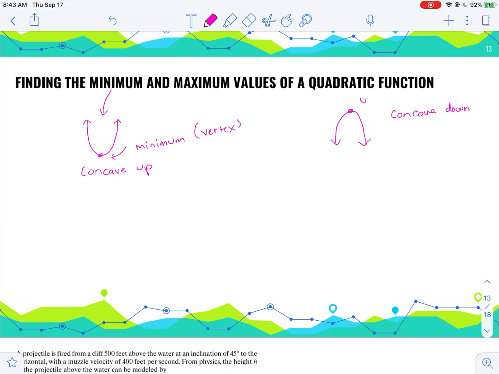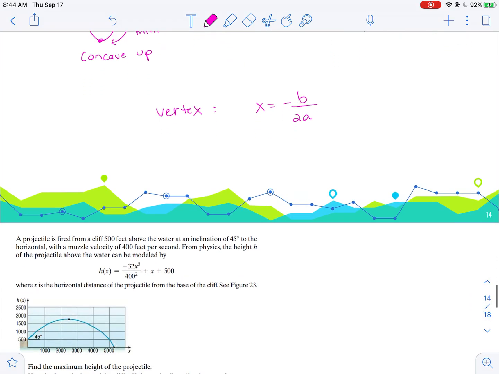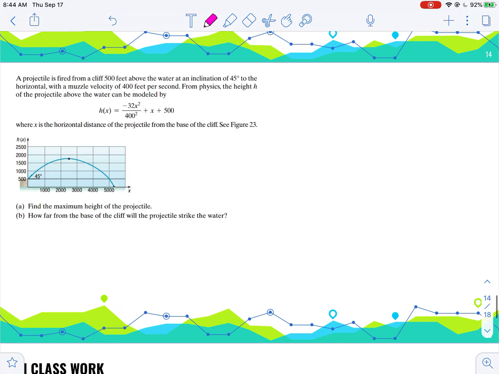So if the parabola is concave down, so the a coefficient is negative, then your vertex is going to be a maximum value. So remember, to find the vertex, we use the equation x equals the opposite of b over 2a if it's not already in vertex form. So let's look at how we would apply this to a real-world example.